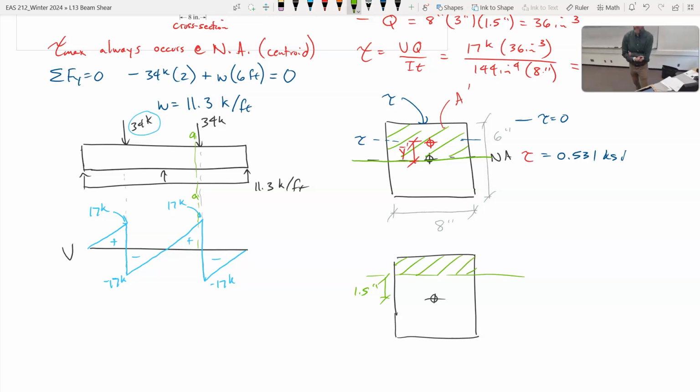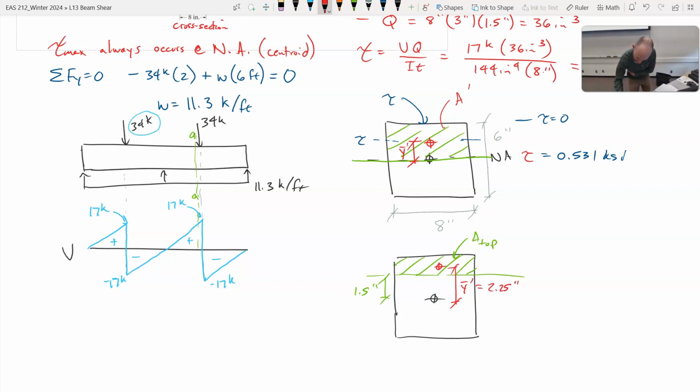Yeah, so that's the area of the top, and the centroid there is going to be my y bar prime. So y bar prime is going to be 2.25 inches. And area top is going to be 8 inches times 1.5 inches, so 12 square inches, right? That's the quick notation.